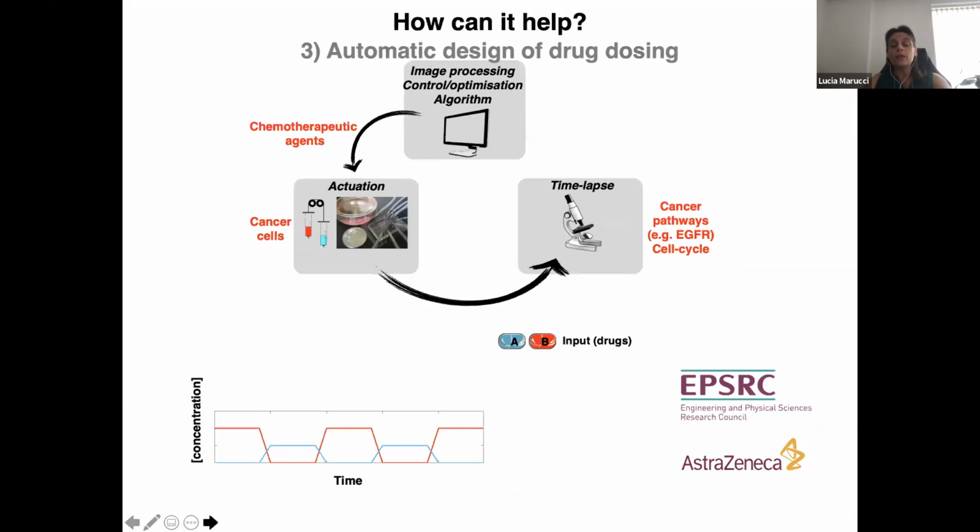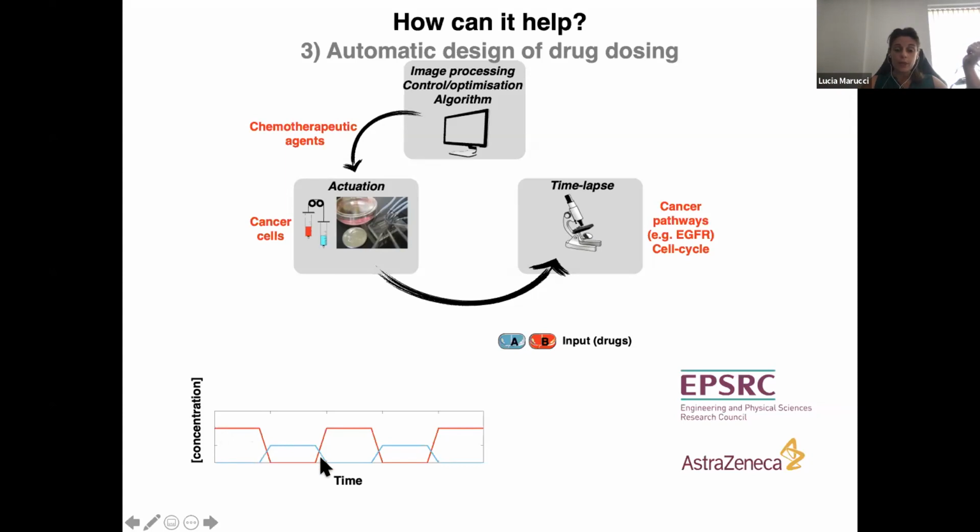And finally, within the aims of a project funded by EPSRC with AstraZeneca on board, is to use the platform to automatically design superior treatments for cancer. So the platform is the same, the difference is that we will use cancer cells and chemotherapeutic agents instead of drugs that perturb, for example, stem cells. And as control outputs, we will look at reporters for cancer, for pathways which are misregulated in cancers, like the cell cycle.